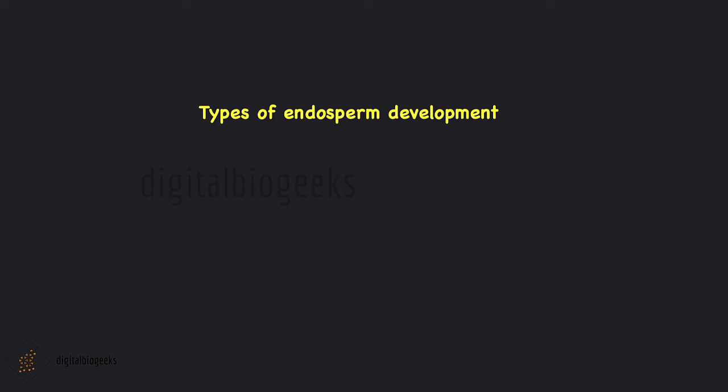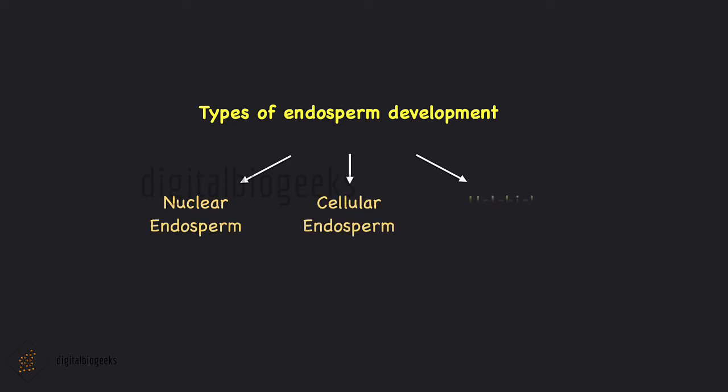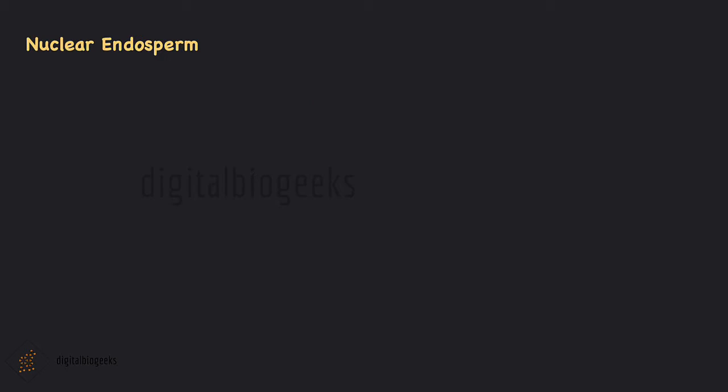As we discussed earlier, endosperm supports the embryo growth by providing nutrients. So, endosperm develops before the development of the embryo. There are mainly three types of endosperm development: nuclear, cellular, and helobial. Nuclear endosperm is the most common type of endosperm formation.